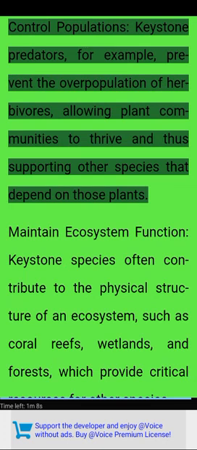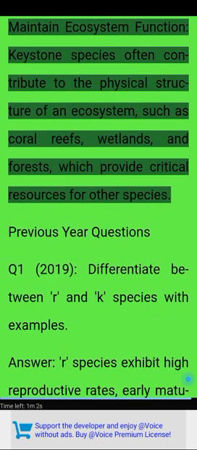Control populations. Keystone predators, for example, prevent the overpopulation of herbivores, allowing plant communities to thrive and thus supporting other species that depend on those plants. Maintain ecosystem function. Keystone species often contribute to the physical structure of an ecosystem, such as coral reefs, wetlands, and forests, which provide critical resources for other species.